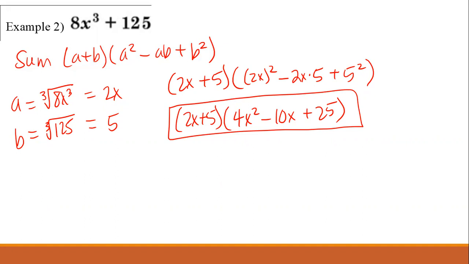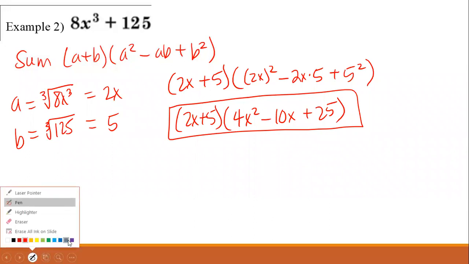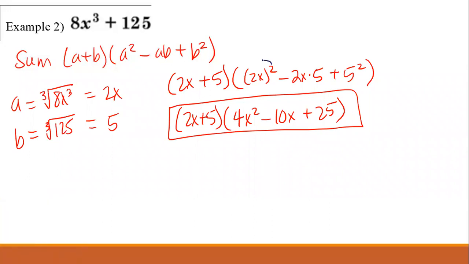Okay. So did anything change just because there was an extra coefficient? Nope, same thing. What I do need you to be mindful of is when you are squaring, make sure you are distributing that square to the coefficient and the variable. Notice how it's 4x squared, not just 2x squared. Make sure you distribute to the coefficient.